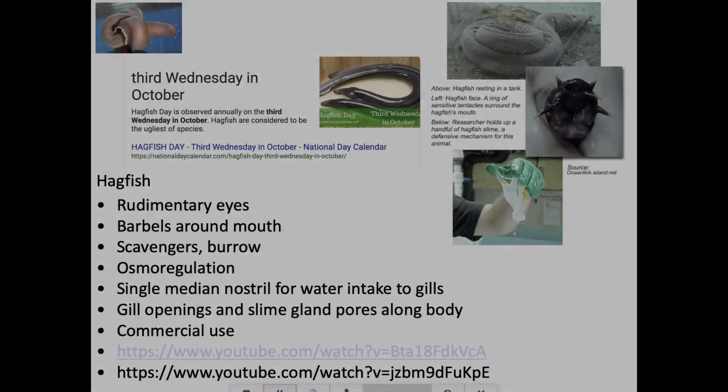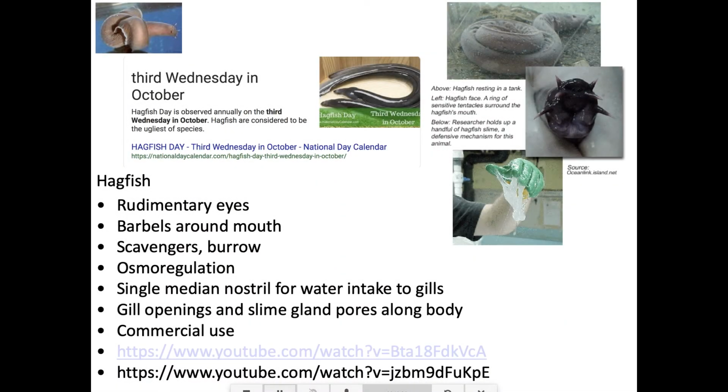Specimen, you should be able to identify the barbels around the mouth, the gill openings, and the slime gland pores along the side of the body. Its single median nostril, used for water intake into the gills, is a little bit difficult to locate on our specimen. You should also notice that, unlike lampreys, hagfishes do not have eyes or an oral disc.